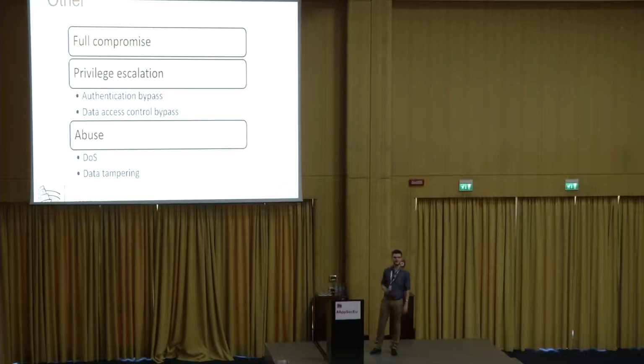But it's not the point, because a simple information disclosure or data access control bypass, so privilege escalation in a big data solution, is already critical, because the big data consists of a lot of sensitive data. And of course, we've got some abuse.